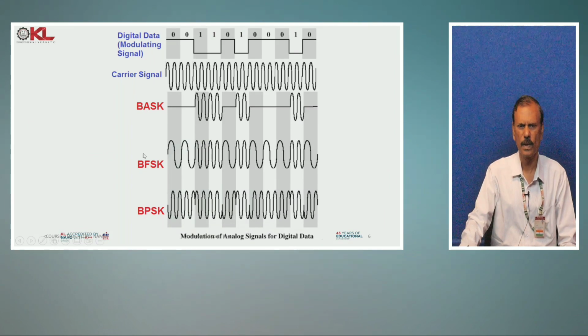So this is briefly outlined here. This is the modulated signal in digital format, with the carrier signal corresponding to amplitude shift keying, phase shift keying and frequency shift keying. So B stands for binary.